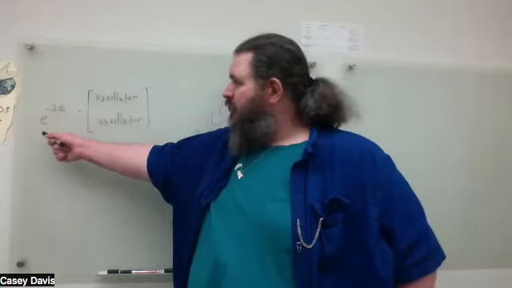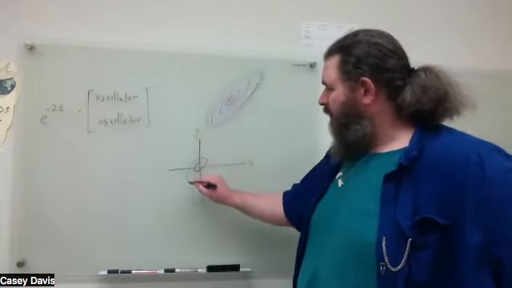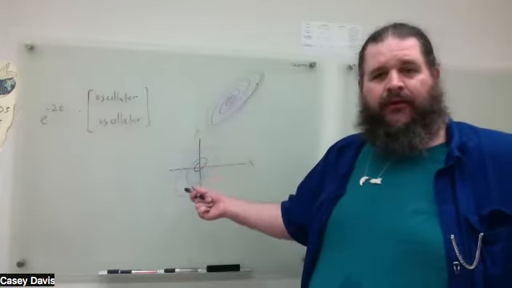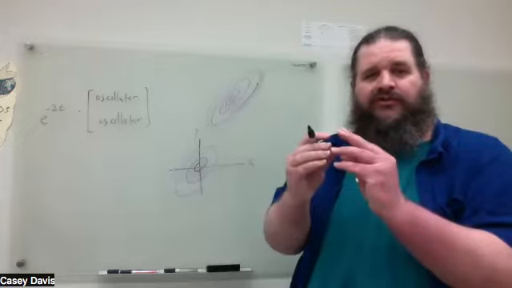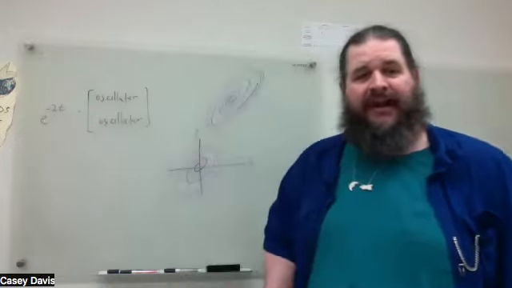Or if this had been e to a positive number times t, we get exponential growth. So it would spiral outwards from the origin. So you're going to get some sort of spiral, either spiraling inwards towards the origin or outwards away from the origin, depending on whether this is exponential growth or exponential decay.